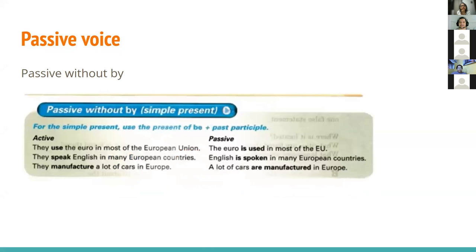For example, it says here, active. They use the euro in most of the European Union. They speak English in many European countries. Or they manufacture a lot of cars in Europe. Y la voz pasiva de esas oraciones es the euro is used in most of the EU. So we don't know the doer, or actually it's not important. So that's the reason why we don't add it. English is spoken in many European countries. And a lot of cars are manufactured in Europe, right?